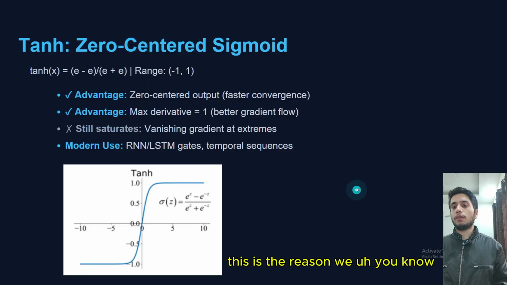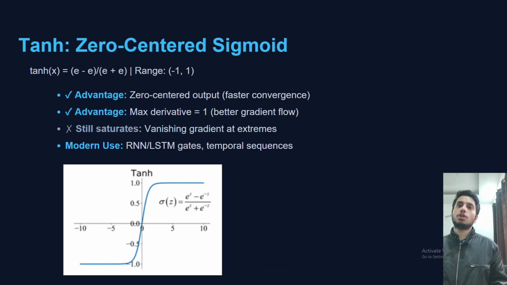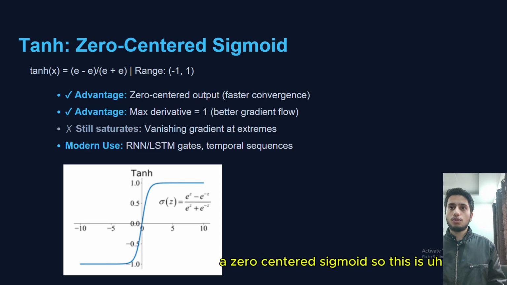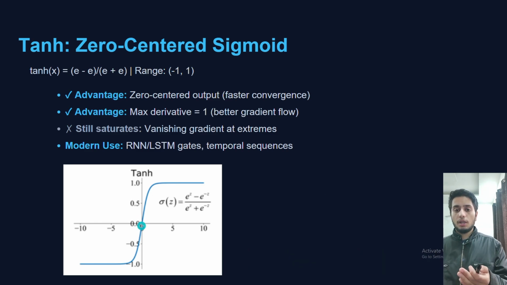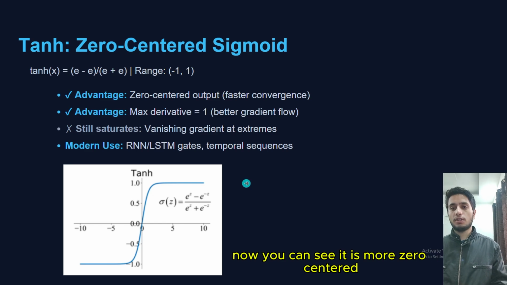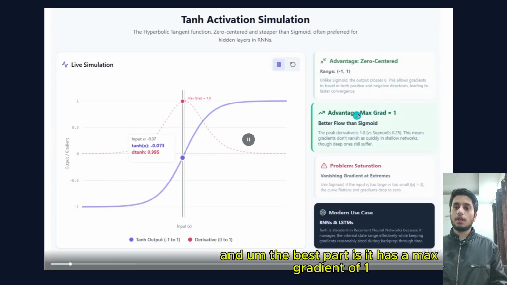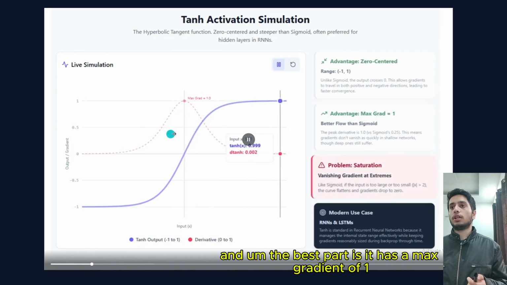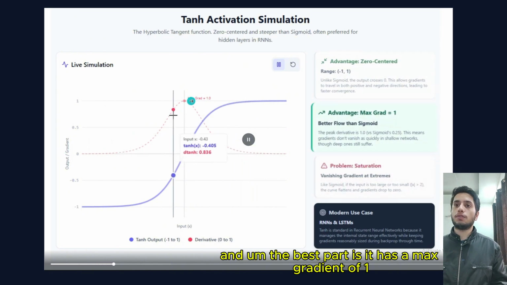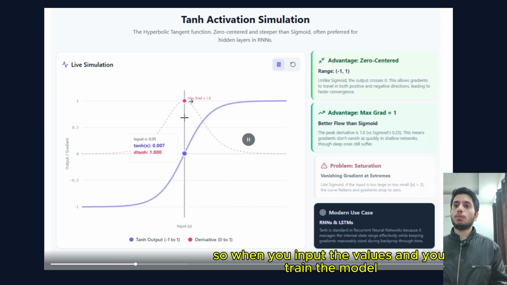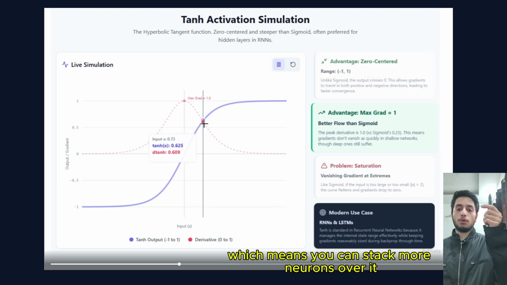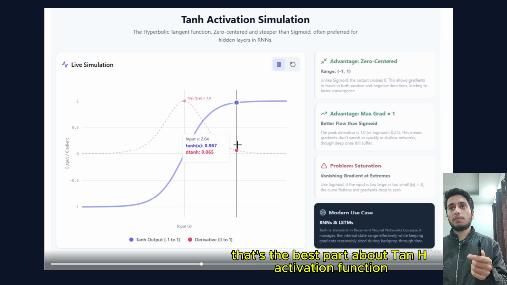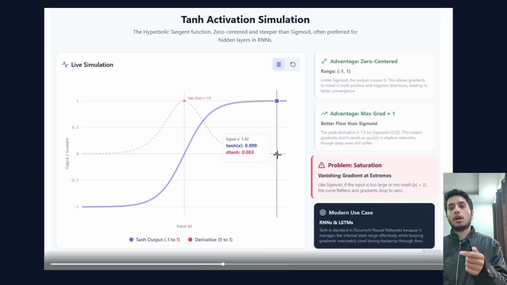This is the reason we further developed this technology, and we came up with Tanh, a zero-centered sigmoid. So this is the sigmoid activation function, just a little better. Now you can see it is more zero-centered, and the best part is it has a max gradient of 1. So when you input the values and train the model, you get a max gradient of 1, which means you can stack more neurons over it. That's the best part about the Tanh activation function.